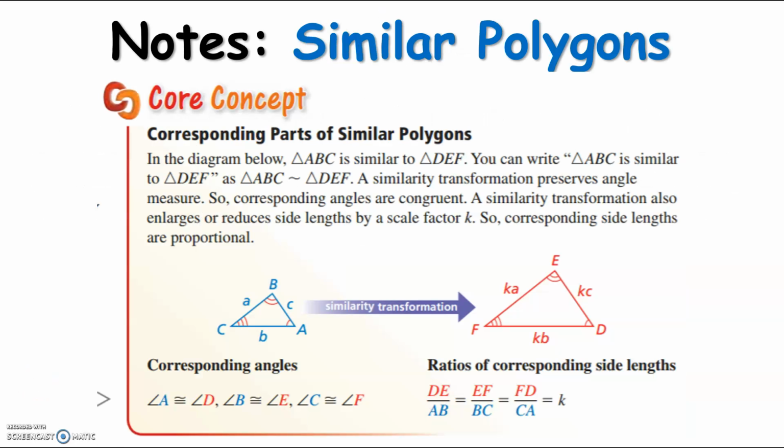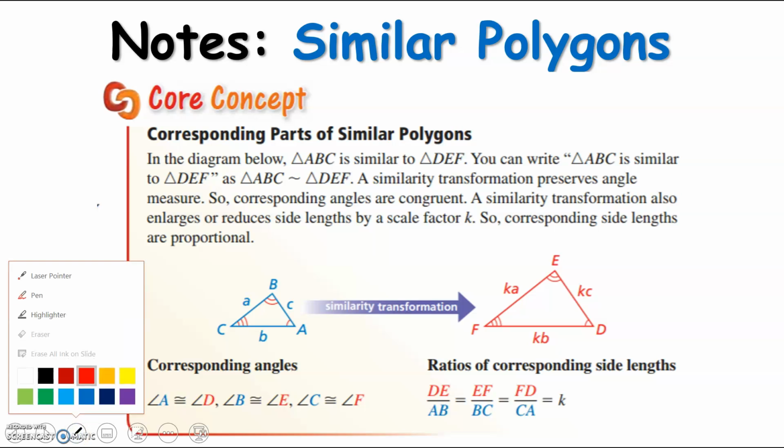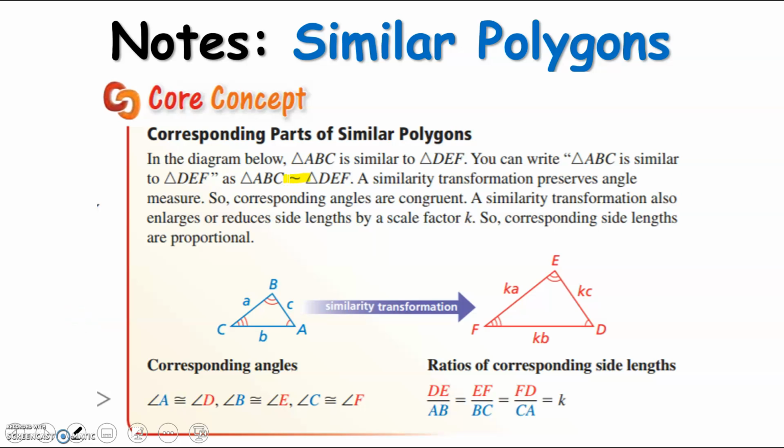All right, so today we're going to introduce the idea of corresponding parts of similar polygons. And it says this. In the diagram below, triangle ABC is similar to triangle DEF. You can write triangle ABC is similar to triangle DEF as triangle ABC, and then we use that symbol that you see here, similar.